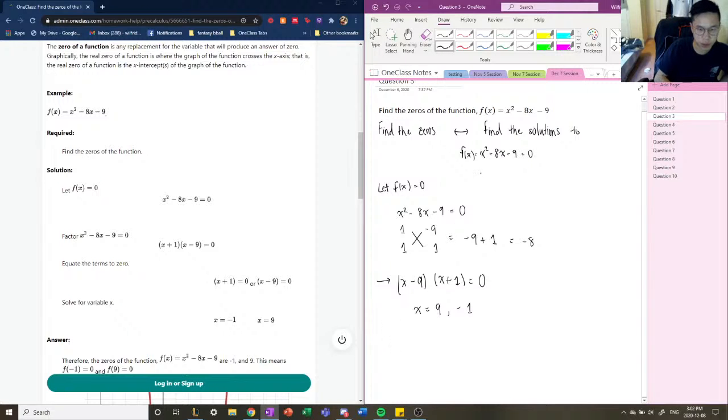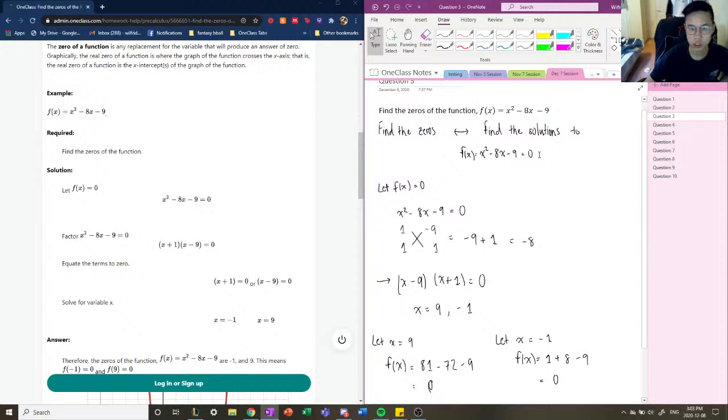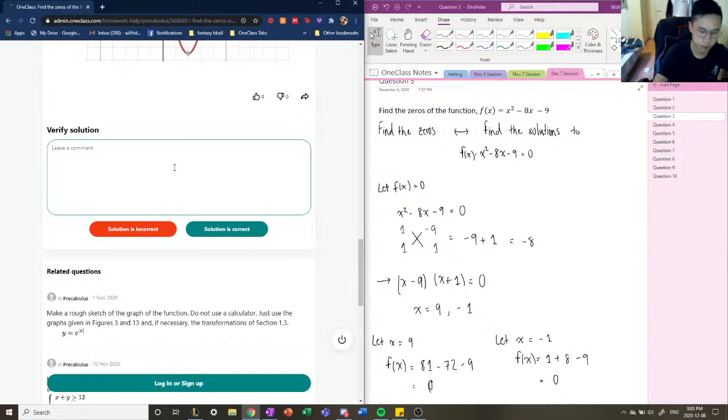You can check these values by plugging them back into our function here. Let x equals 9, then f of x is equal to 81 minus 72 minus 9, which is 81 minus 81, which is 0. So that is our first zero. And let x equal negative 1, and we get f of x equal 1 plus 8 minus 9, and that equals 0. So we found our zeros, which are the solutions to the equation f of x equal to 0. Yep, so the solution is correct.